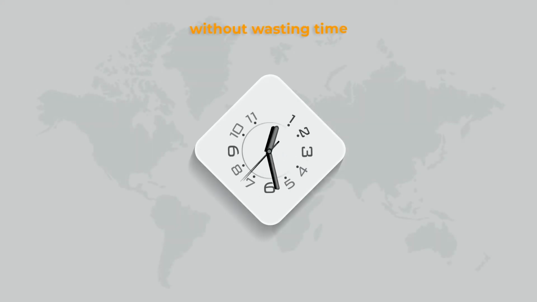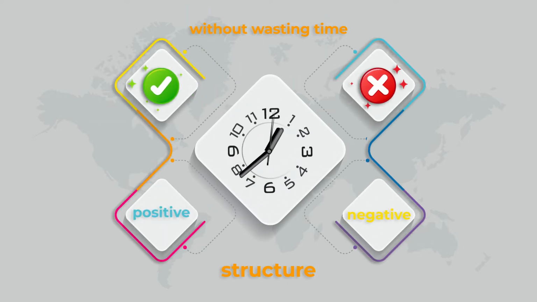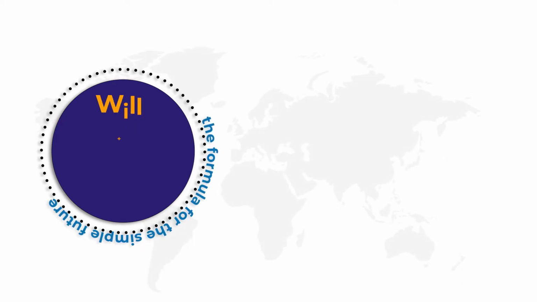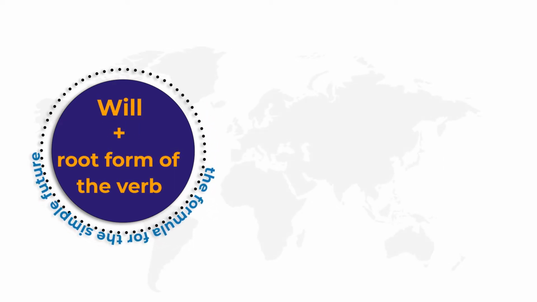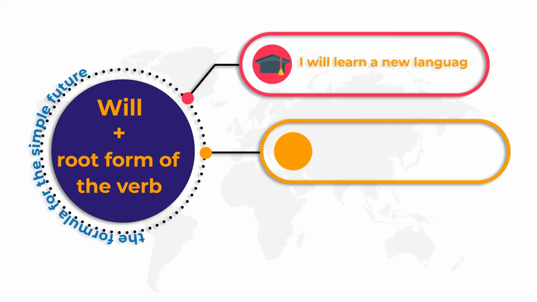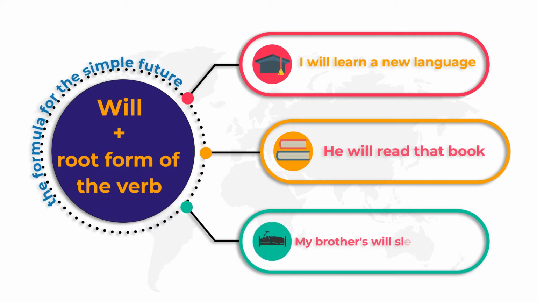Without wasting time, we go directly to learn the structure of simple future in positive and negative sentences. And also we learn how to ask a question when using this tense. The formula for the simple future is will plus root form of the verb. Example: I will learn a new language. He will read that book. My brothers will sleep till noon.